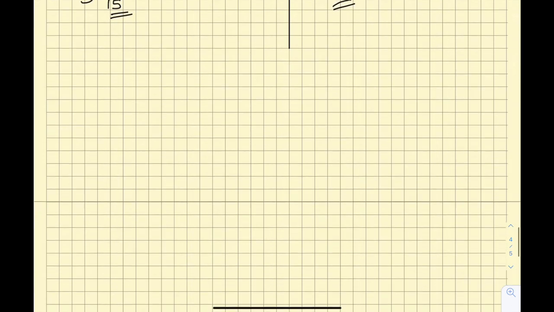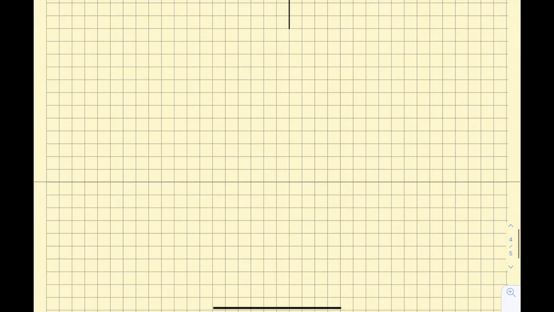Now let us see two more examples. You can just pause your video for around 4 minutes and solve these sums. 4 2 over 3 plus 3 1 over 4.